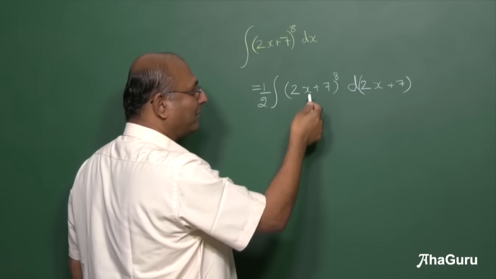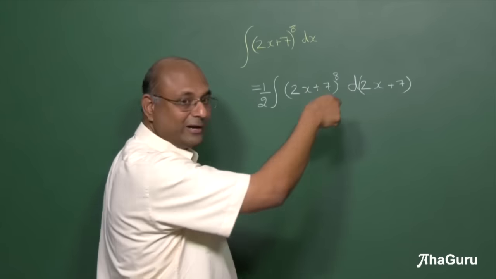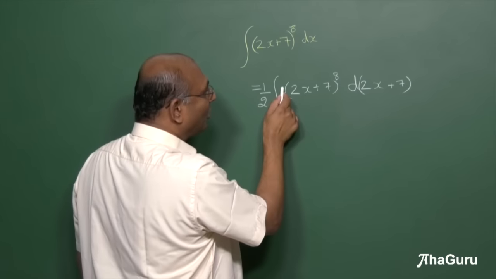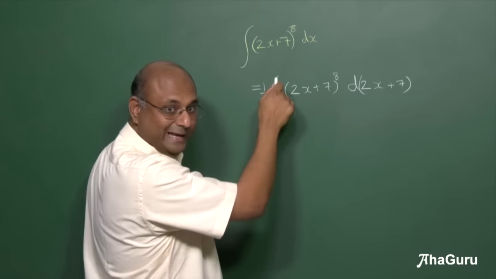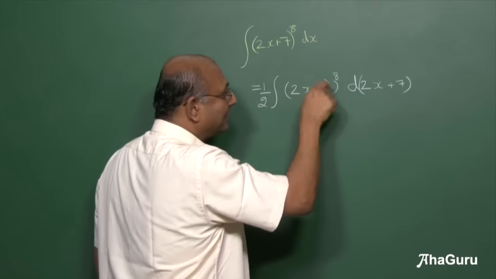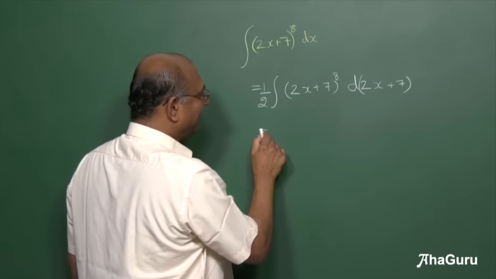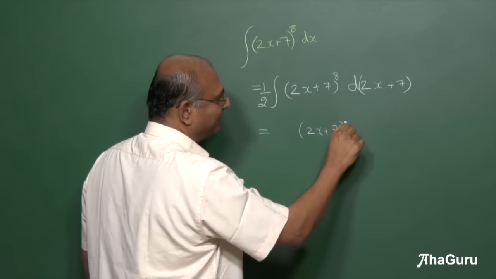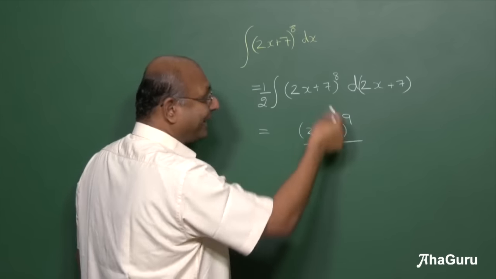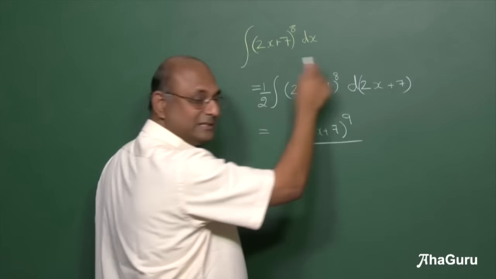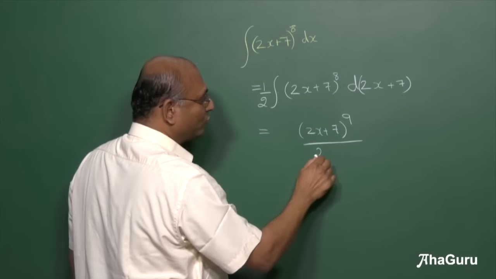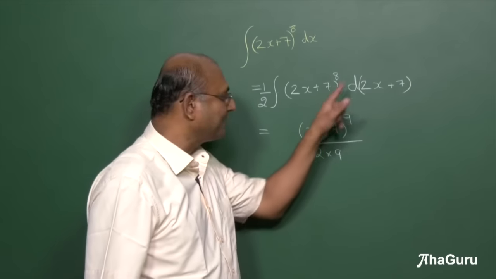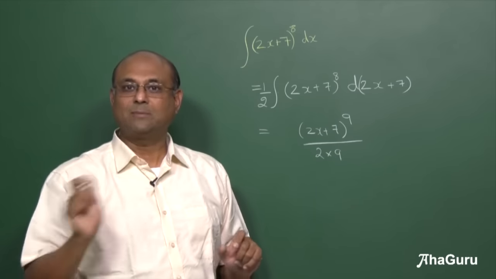Now if you remember the formula, t power 8 or x power n, the formula x power n plus 1 by n plus 1, we can directly write this, or I can multiply and divide by 9, and then I've got 9 t power 8. Either way, you know that you can write 2x plus 7 to the power of 9 by 9. That would be the answer for this part. There is already a 1 by 2. So 2 into 9 gives me 18. So 2x plus 7 power 9 by 18. I hope that is clear.